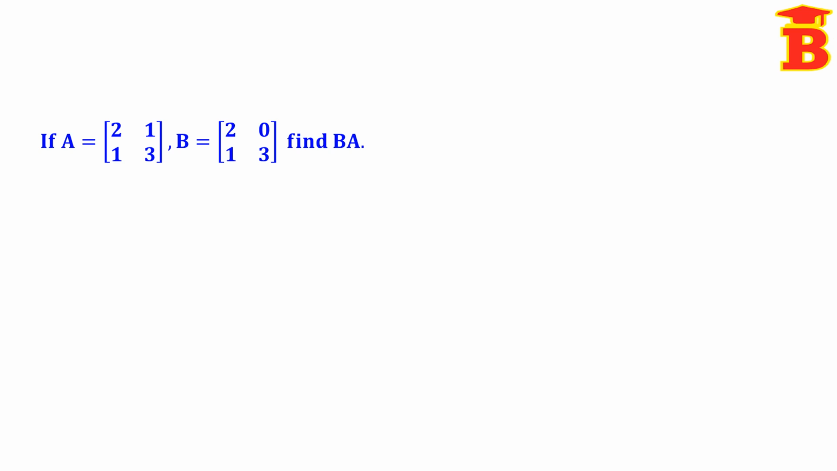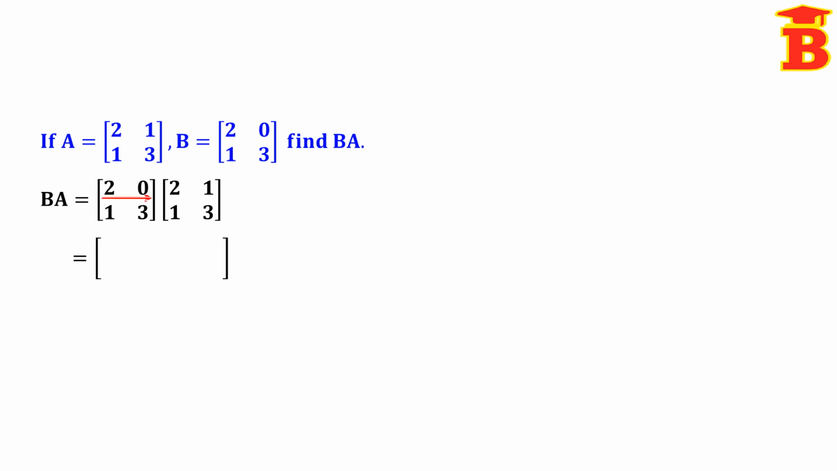Now let us see the problems. If A equal to matrix 2 1 1 3, B equal to matrix 2 0 1 3, find BA. So we have to multiply B into A. BA equal to, first we have to write B matrix, that is 2 0 1 3, into next we have to write A matrix, that is 2 1 1 3. And for multiplication we follow row by column method.